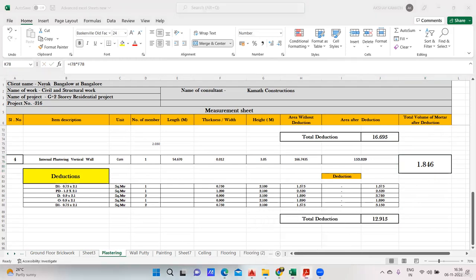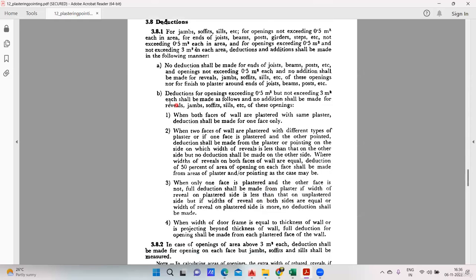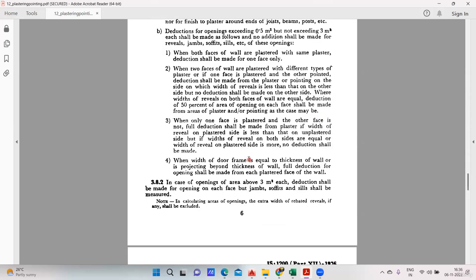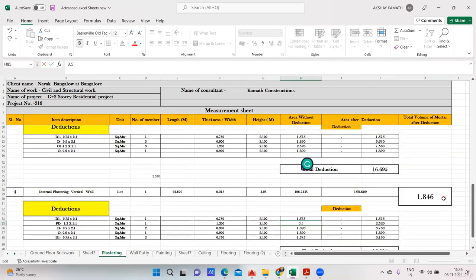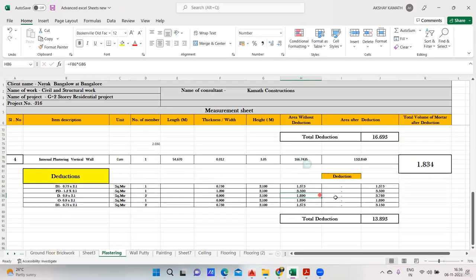Now I'll explain you a few more things. Now, whatever we understood, that was from 0.5 to 3 square meter. Now, if your area of opening was greater than 3 square meter, in case of opening of area above 3 square meter, for example, let us consider, I got 2.520 here, no? Let us consider if this was, I'll write here directly, I'll write 3.5. Okay, I wrote 3.5 here. So now understand.